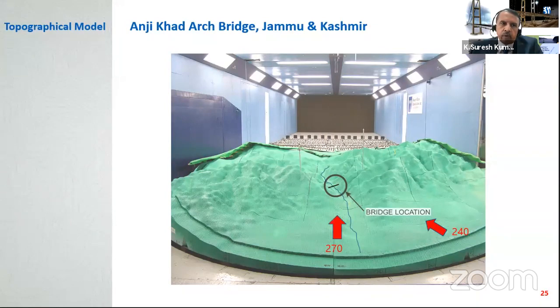This is one of our old projects, Anjikhat, the arch bridge in Jammu and Kashmir. You can see very tough terrain conditions with mountainous terrain. We did the simulation at a particular scale, I believe, if I remember correctly, 1:3000. This particular gorge is somewhere between 240 and 270 degrees. So regardless of wherever the wind is coming from in the upper atmosphere, most of the time the wind is passing through this gorge perpendicular to the bridge, which is very interesting. After doing the test, we came to know about that.